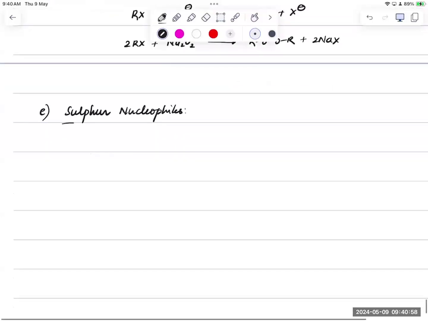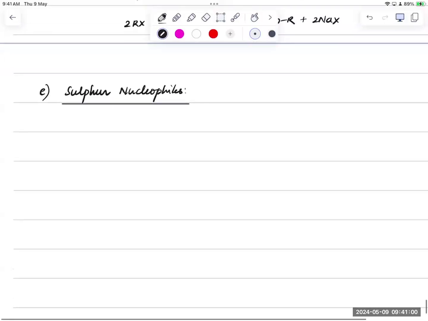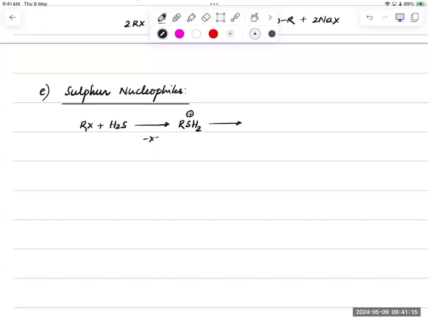Sulfur-based nucleophiles. How do we respond to those questions? Suppose you have any RX and treat it with H2S. We first get RSH2+, just like how water gets added, removing X minus, and then H plus can be removed. I'll get this as RSH. Exactly how water behaves, the same thing here.